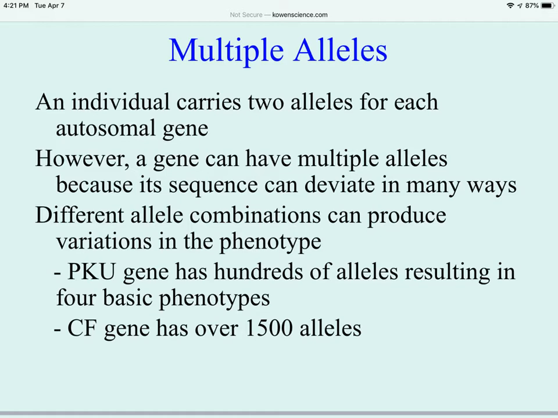So a gene can have multiple alleles because its sequence can deviate in many ways. So there are different allele combinations that would produce a variation in phenotypes. An example is the PKU gene. It has hundreds of alleles that result in 4 different phenotypes.